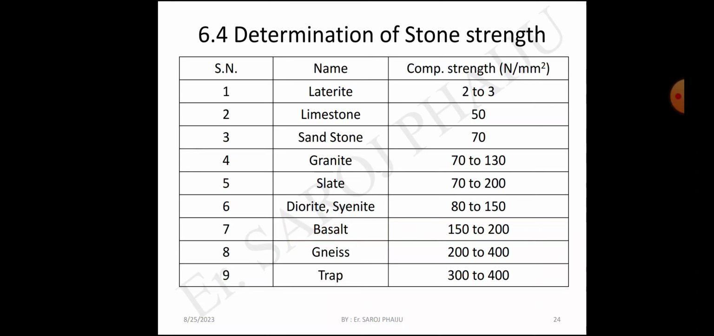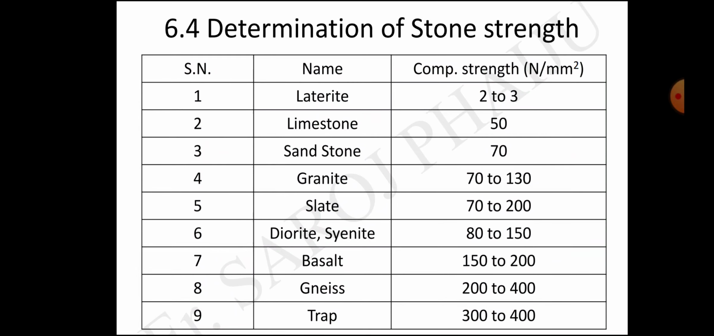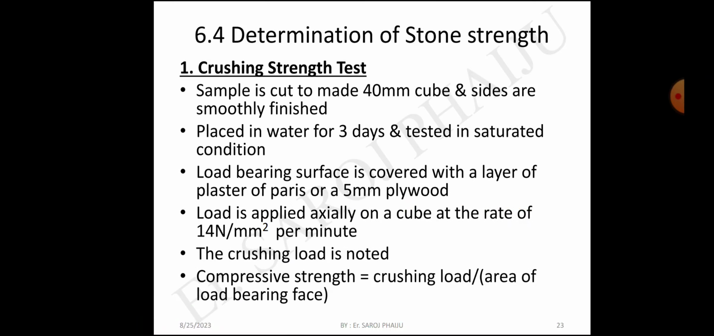SN, name, compressive strength in Newton per mm square. Laterite 2 to 3, limestone 50, sandstone 70, granite 70 to 130, slate 70 to 200, diorite, syenite 80 to 150, basalt 150 to 200, gneiss 200 to 400, trap 300 to 400.